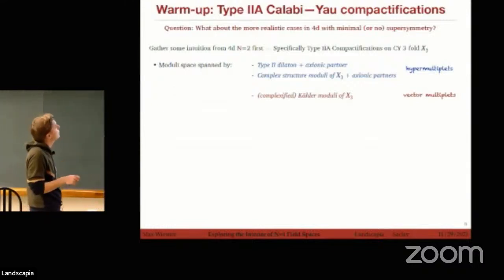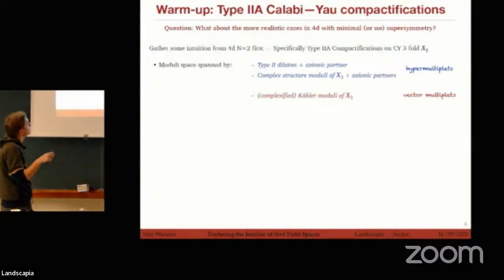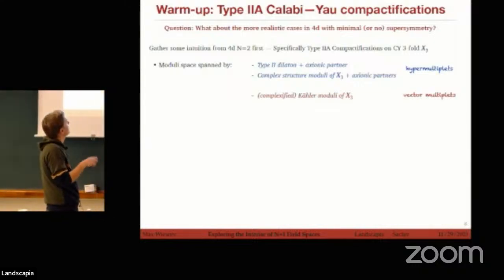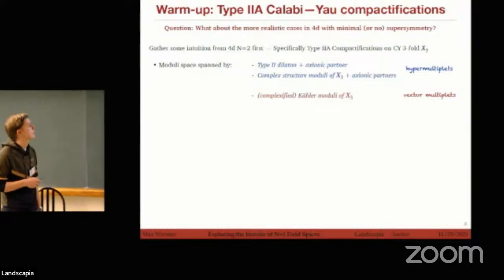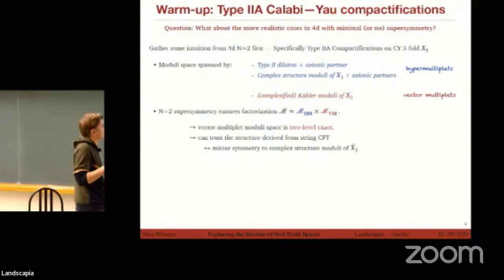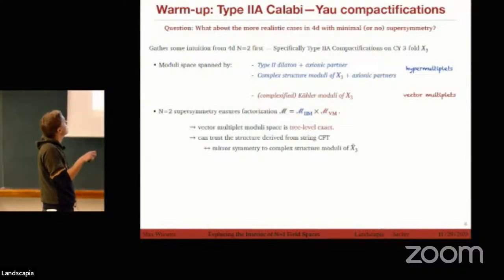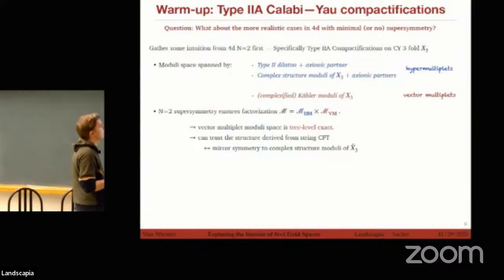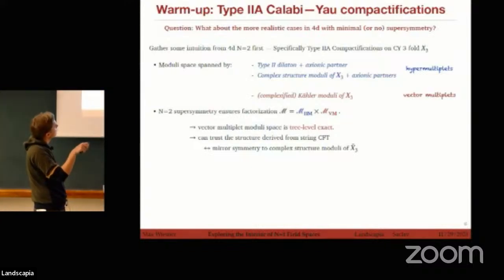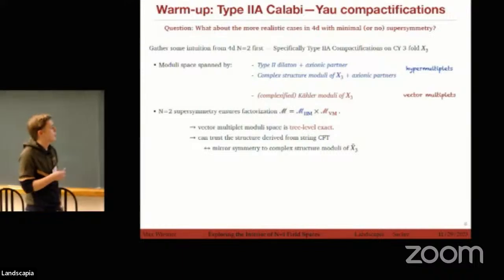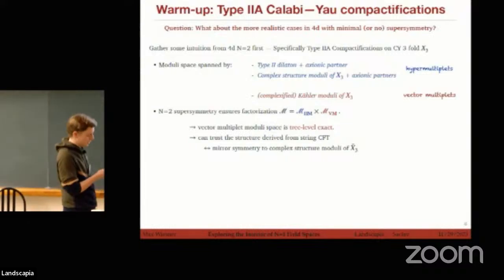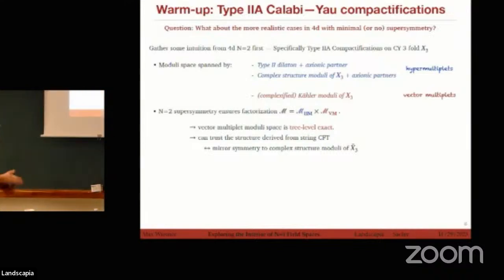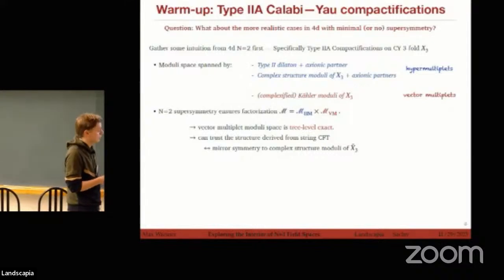So we know here that the moduli space factorizes into a hypermultiplet sector, which is spanned by the type II dilaton plus axionic partners and the complex structure of the Calabi-Yau X3 plus axionic partners. And the complexified Kähler moduli give us the vector multiplet sector. Now the N=2 supersymmetry ensures the factorization between these, such that we know that the vector multiplet moduli space is tree-level exact, and we can trust the structure that we can derive from a string worldsheet, for example, using mirror symmetry to relate the complexified Kähler moduli space to the complex structure moduli space of X tilde, the mirror, where everything classicalizes, and we can just compute our periods in different limits and obtain trustable results.